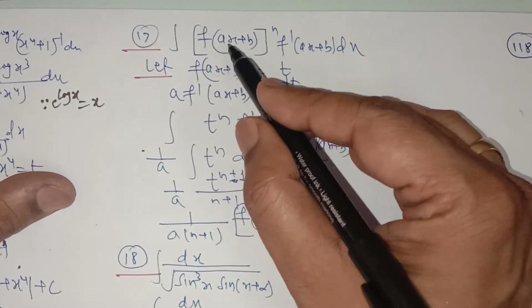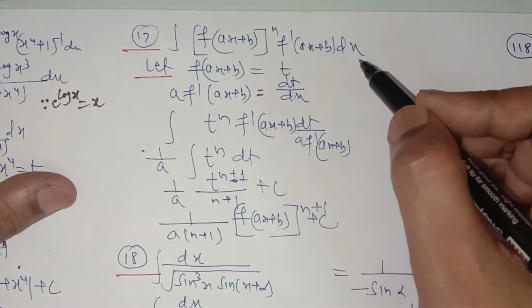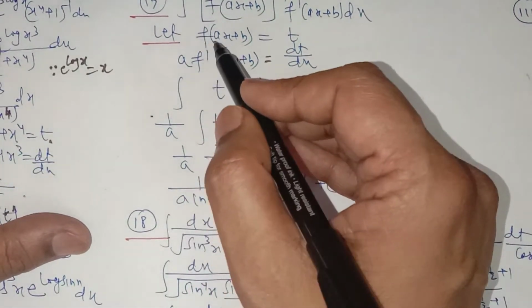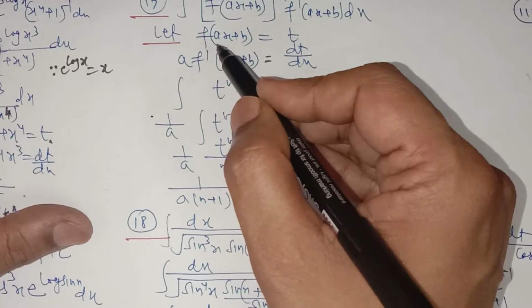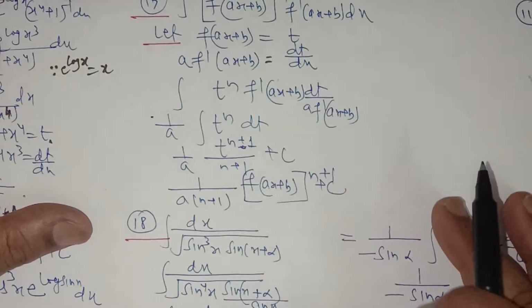You have to let only f of ax plus b is equal to t, and its derivative will be this, which will be cancelled out when you replace the value of dx. So be very careful. The derivative of f of ax plus b is f dash ax plus b into the derivative of ax plus b, which is equal to a.